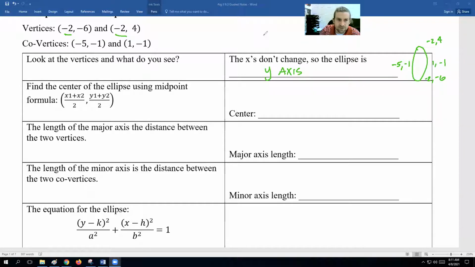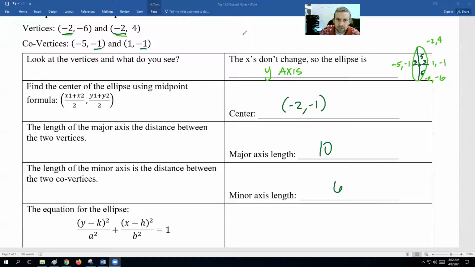Okay, so let's go through. Find the center. We can cheat here. What do they have in common? They have a -2 and then a -1. So -2, -1. Or we could use midpoint if you want. But that's where the center would be, (-2, -1). What's the length of the major axis? The distance between -6 and 4 is a distance of 10, meaning we would have 5 and 5 on each side. What's the length of the minor axis? The distance between the co-vertices. -5 to +1 is a distance of 6, so it'd be 3 and 3.